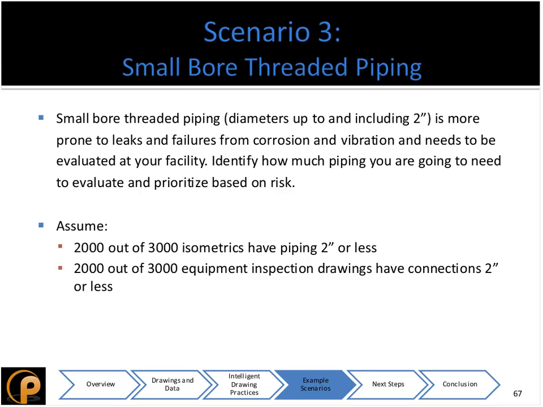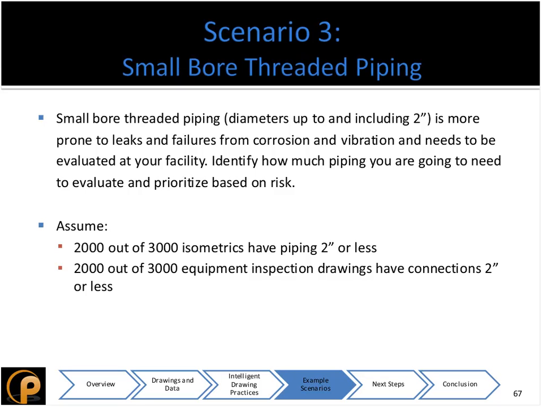Now I want to go through scenario 3, which deals with small bore threaded piping. And we're going to define that as diameters up to and including 2 inches, which may or may not be how your facility defines small bore threaded piping, but that's how we're going to do it here. And so that small bore threaded piping is actually more prone to leaks and failures from corrosion and vibration. It needs to be evaluated at your facility.